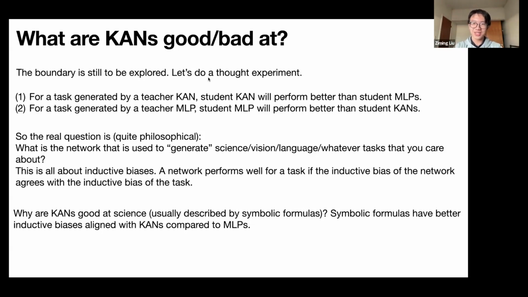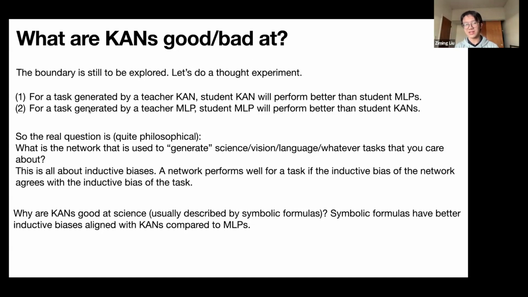Okay, so let's assume that we have a teacher-student setup. For a task generated by a teacher KAN, the student KAN will be more likely to perform better than a student MLP. And for a task generated by a teacher MLP, it's more likely that the student MLP can perform better than a student KAN. So the real question, which is quite philosophical, is: what is the network? Or if there is a god that made up the whole world, or the physics that generates the whole universe, what is the network they use to generate science, vision, language, whatever task that you care about?